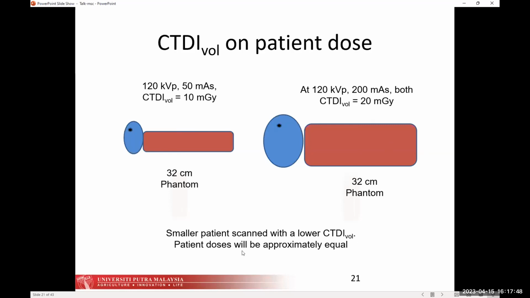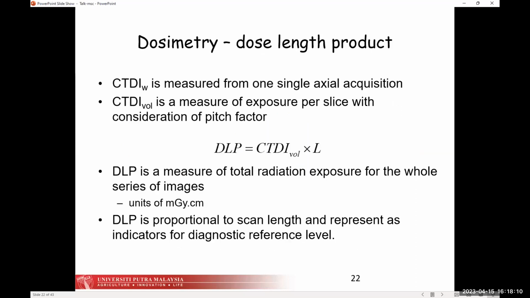From this, we can say that the smaller patients already have a lower CTDI vol, and it means that the patient doses are approximately equal. But the best measurement for this is to compare it with the other technique we call SSDE, size-specific dose estimates, which was introduced by AAPM.